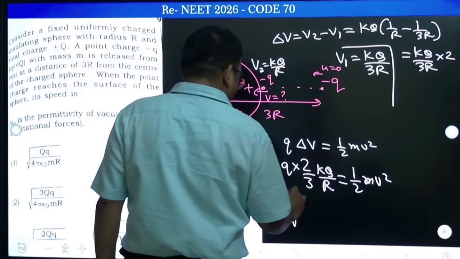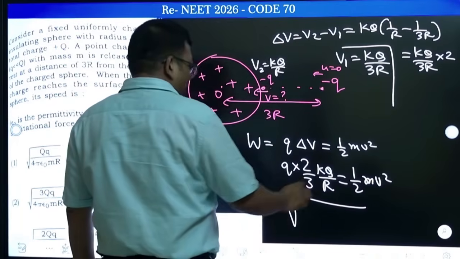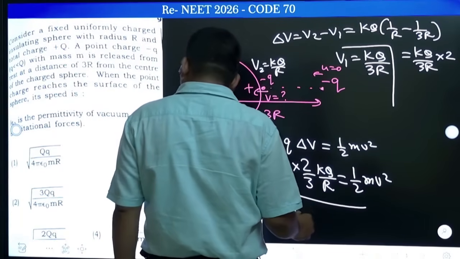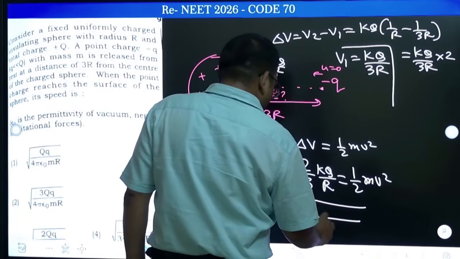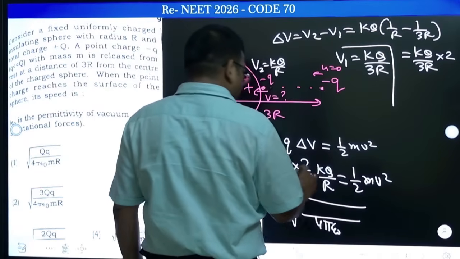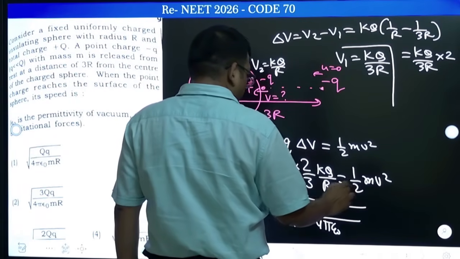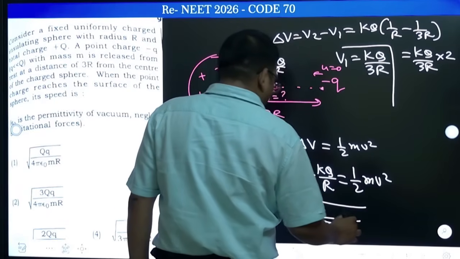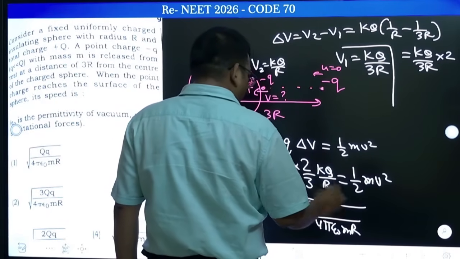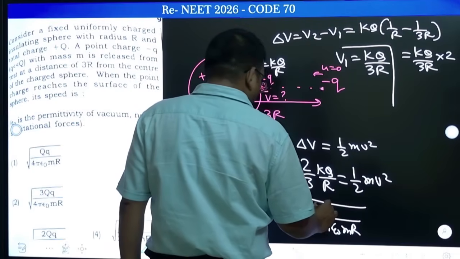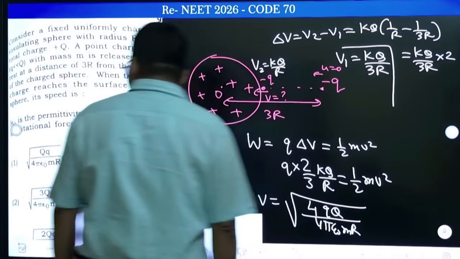V will be under root. K can be written as 1 by 4 pi epsilon naught, right? 4 pi epsilon naught, that is K. And m r will also come in the denominator. This will come as 4, small q, capital Q. Check it out.